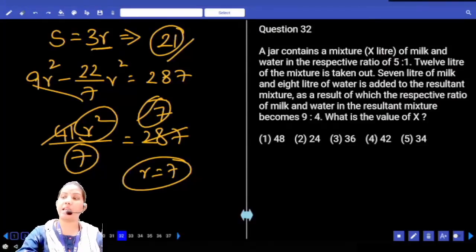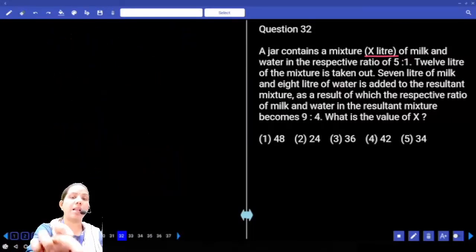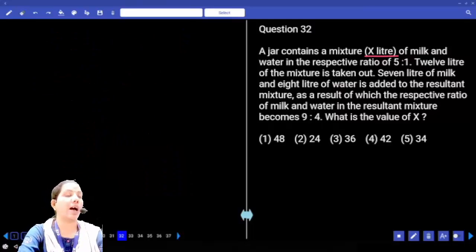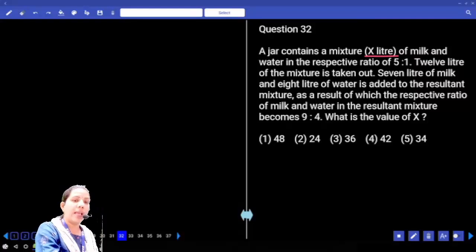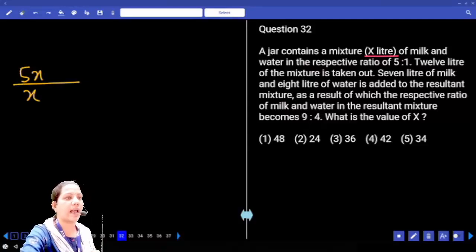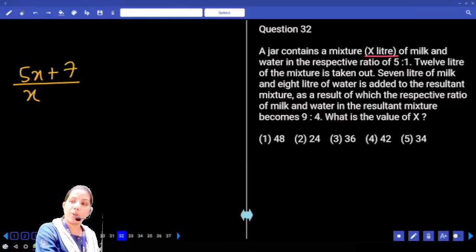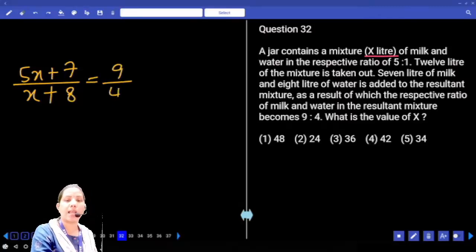What is x? The initial volume of the mixture. Out of the mixture, milk and water ratio is 5:1. How many liters of the mixture was drawn? 12 liters. Again, after 12 liters of mixture drawn, the milk and water are again in 5:1 ratio. So it is 5x and x. And how many liters of milk was added? 7 liters. And how many liters of water was added? 8 liters. Finally, milk and water are in the ratio 9:4.